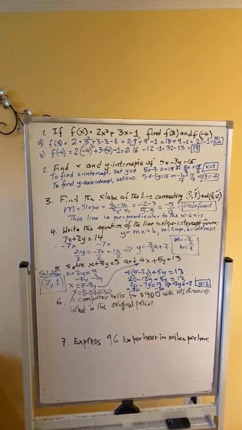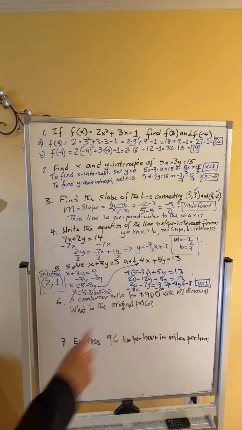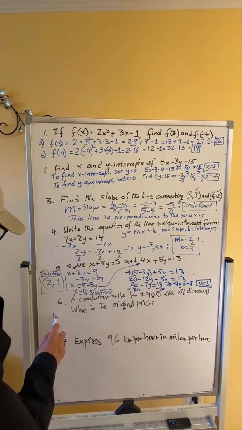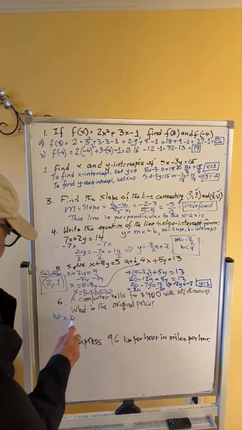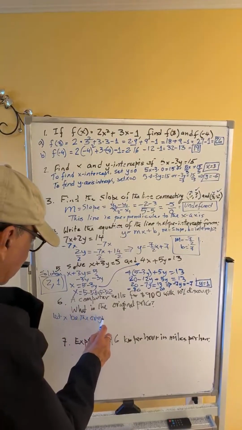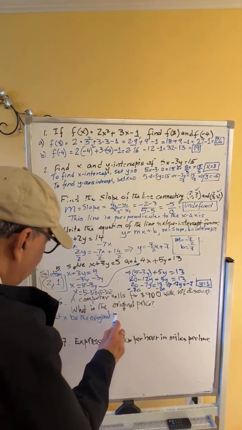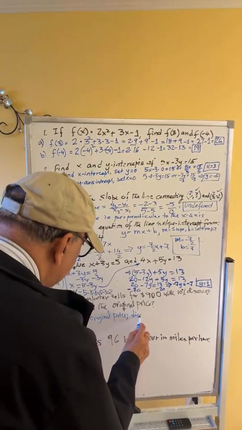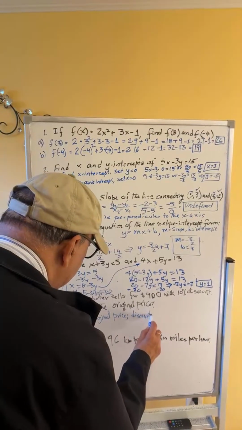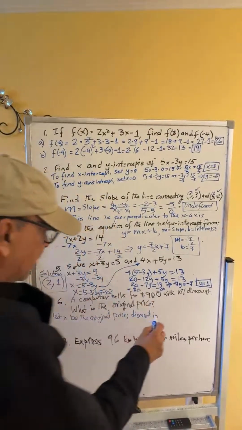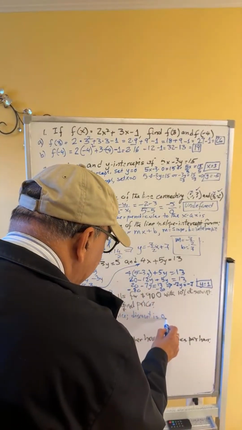Okay, next problem is a word problem. A computer sells for $900 with 10% discount. What is the original price? Let x be the original price. Then the discount is 10% of x, which is 10 divided by 100, or 0.1x.